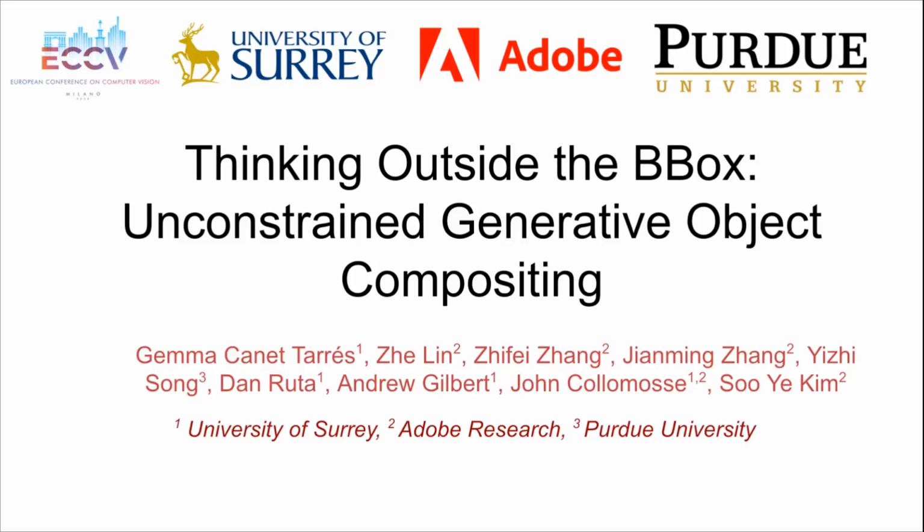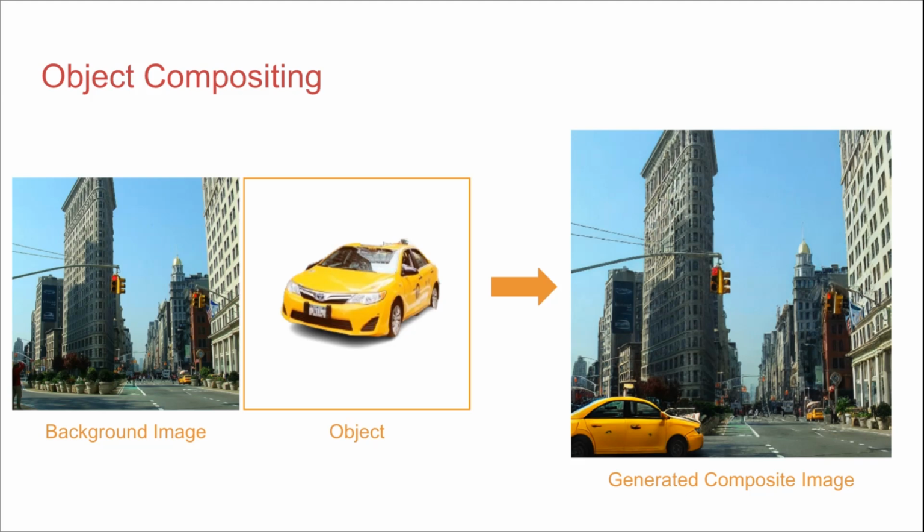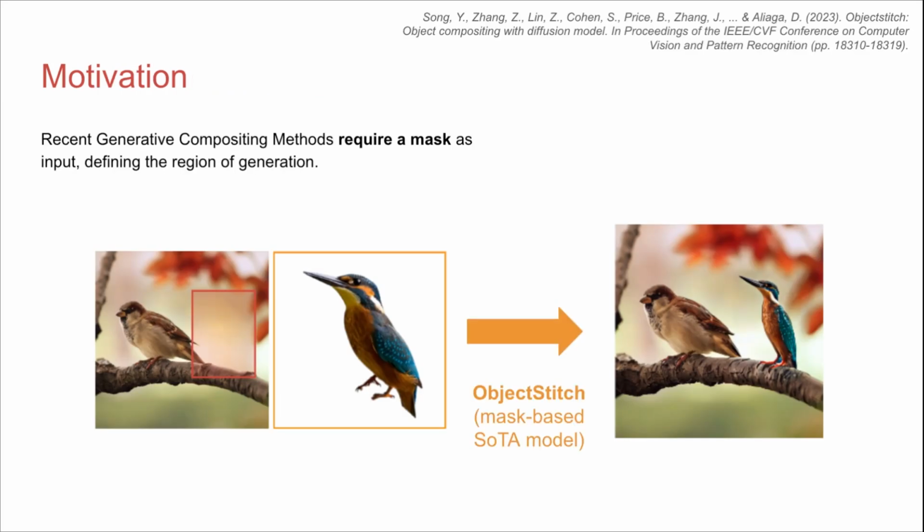Thinking outside the box tackles the problem of generative object compositing. Object compositing consists of, given a background image and an object, generating a new image that incorporates the object into the background. Most generative models require a mask as input and constrain the generation in the area delimited by the mask, instead of performing generation in the entire image.